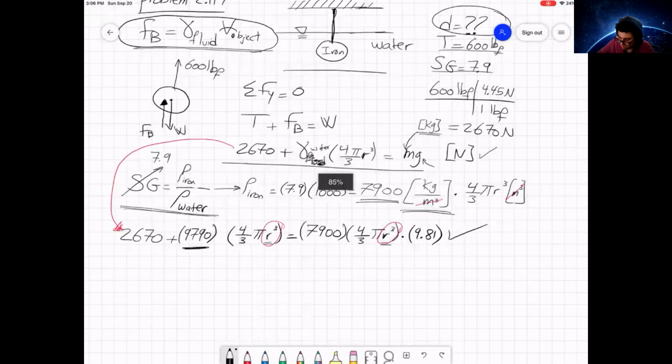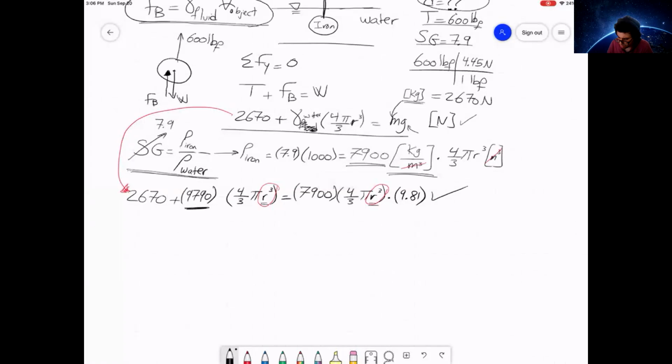Let me move this just a bit. So R is going to be equal to, that's the radius of the iron ball, 0.2113. And what's the unit for this one? Meters. It is going to be meters, exactly. Why do you know it's going to be meters, though? How did you know? Because all your units are in meters.